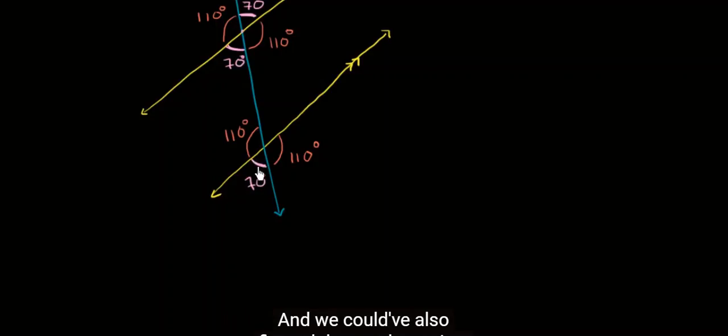And we could have also figured that out by saying, hey, this angle is supplementary to this angle right over here. And then we could use multiple arguments, the vertical angle argument, the supplementary argument, two ways, or the corresponding angle argument to say that, hey, this must be 70 degrees as well.